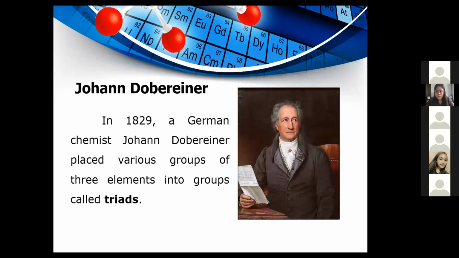In 1829, a German chemist, Johann Dobereiner, placed various groups of 3 elements into groups called triads. Triads were based on both physical as well as chemical properties of the elements. He found that the atomic masses of these 3 elements as well as other triads formed a pattern. One such triad was lithium, sodium, and potassium.